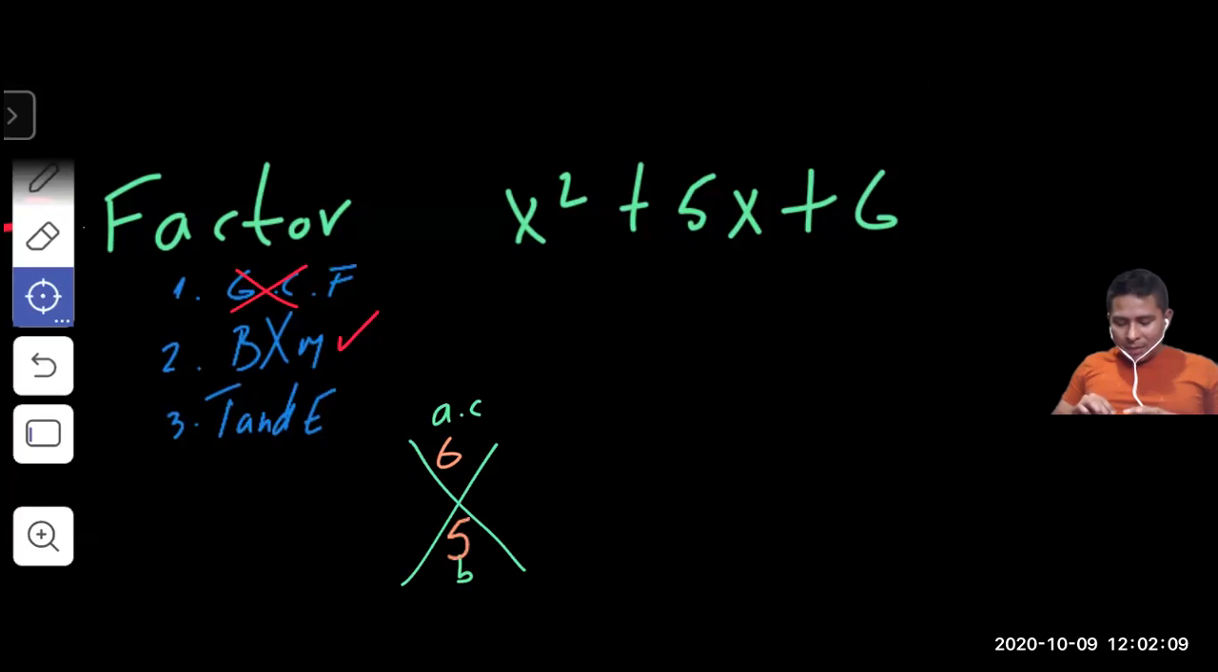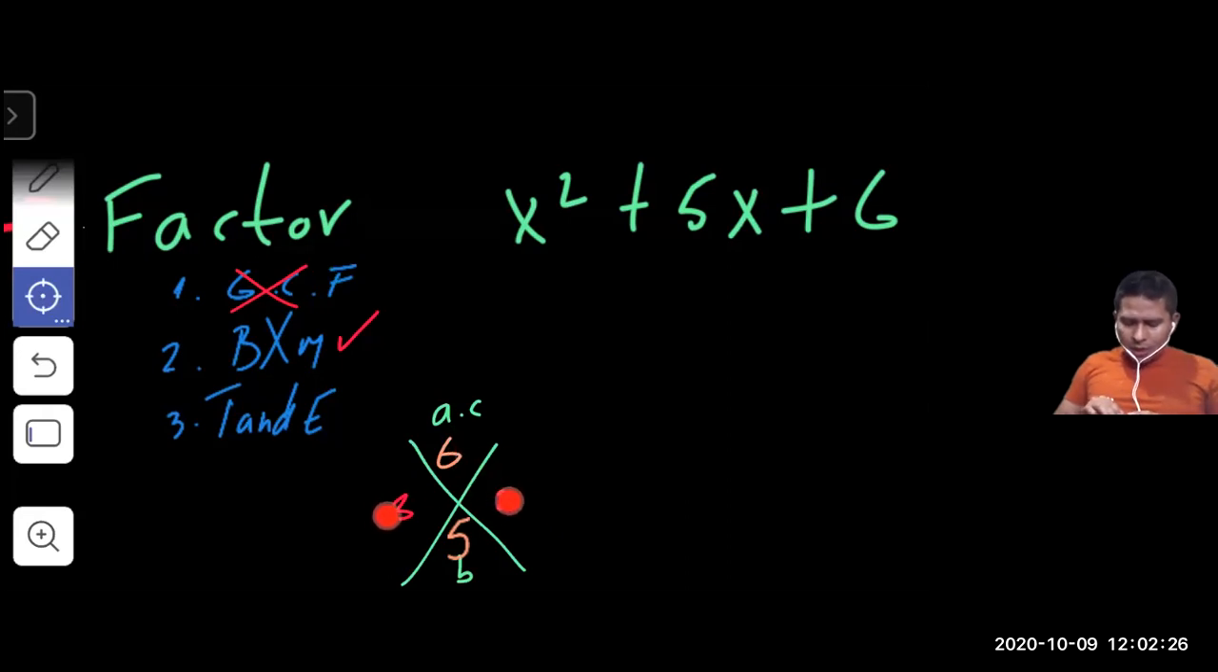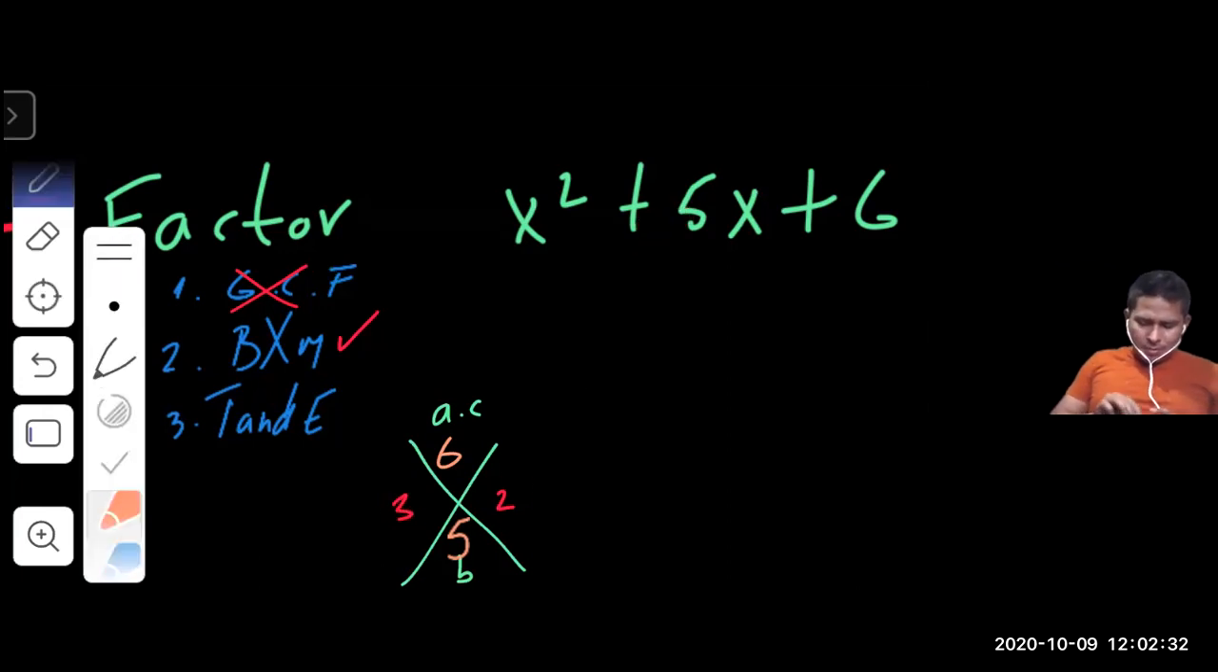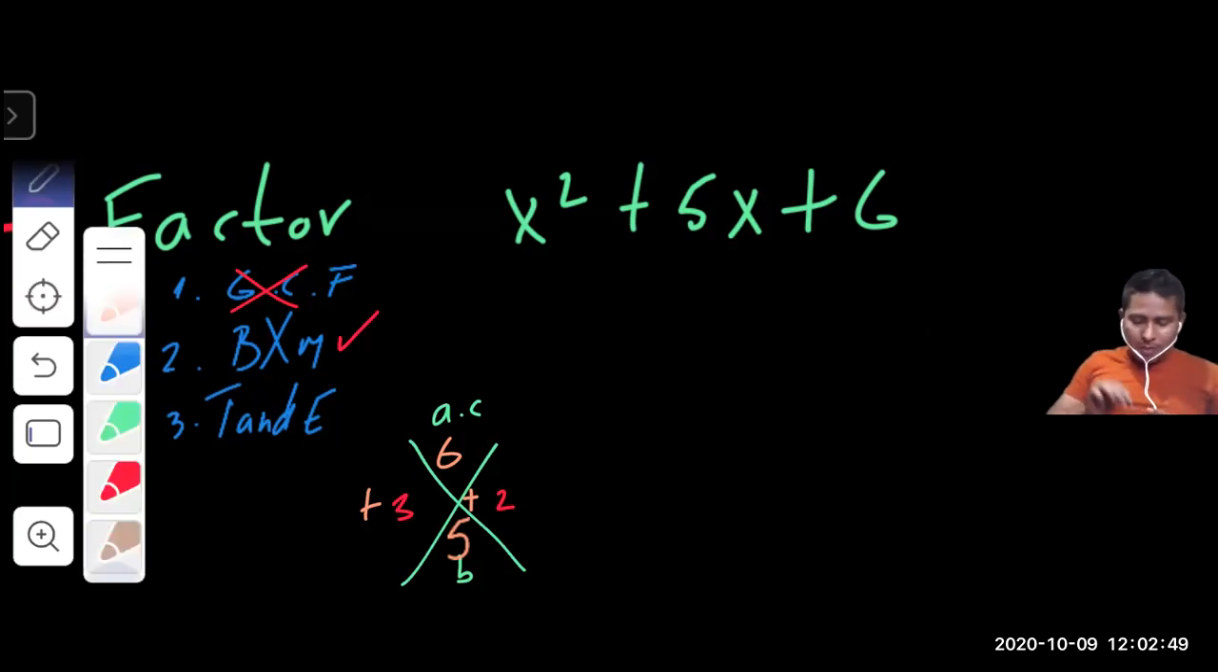Now, can I find two numbers that I multiply and get 6? 3 times 2. Or we can say 6 and 1. You have to try it. 3 times 2 is 6. Using 2 and 3, can I get 5, guys? Positive 5. Yes. Positive 3 and positive 2 is positive 5. Let's check it again. Positive 3 times positive 2 is positive 6. Guys, it looks like everything is working. This must be my answer.